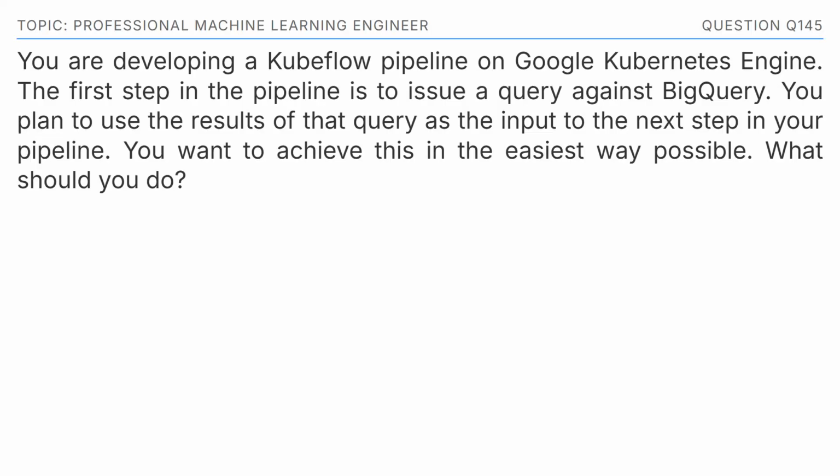You are developing a Kubeflow pipeline on Google Kubernetes Engine. The first step in the pipeline is to issue a query against BigQuery. You plan to use the results of that query as the input to the next step in your pipeline. You want to achieve this in the easiest way possible. What should you do?